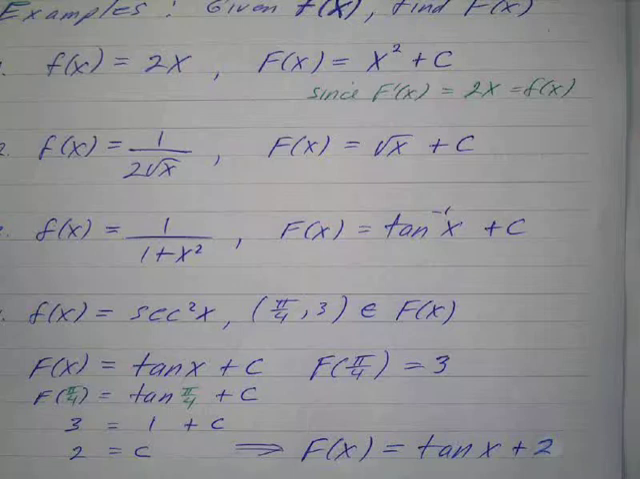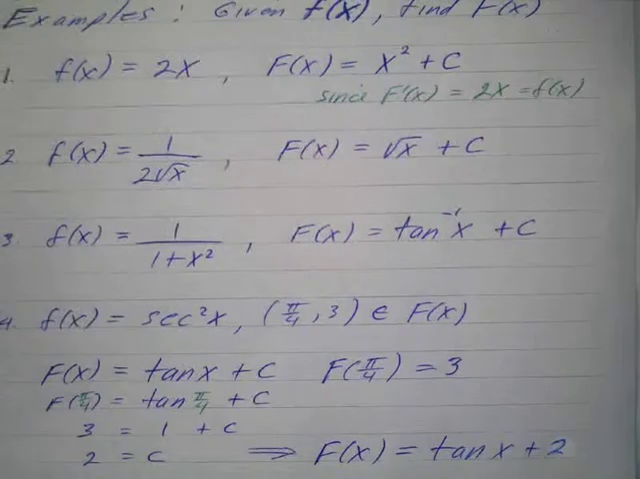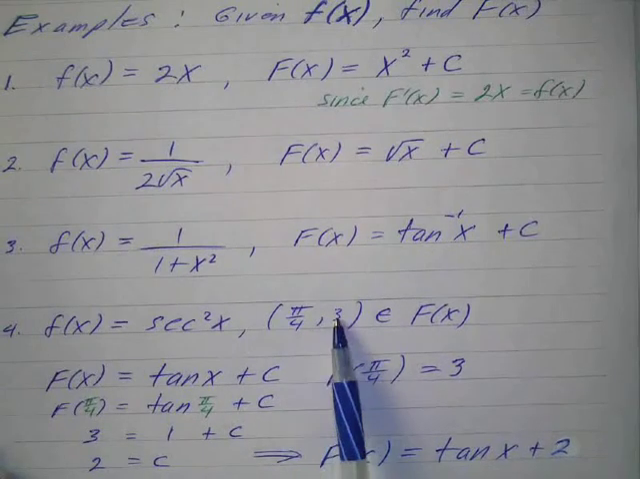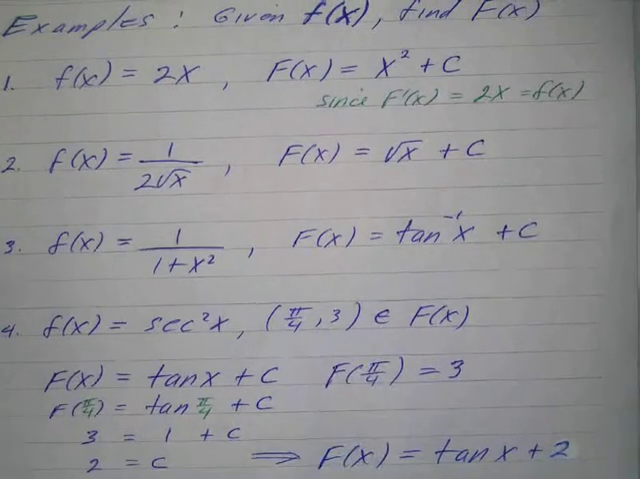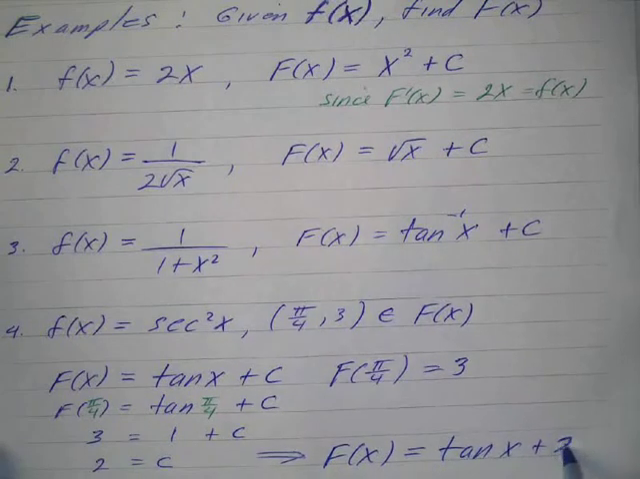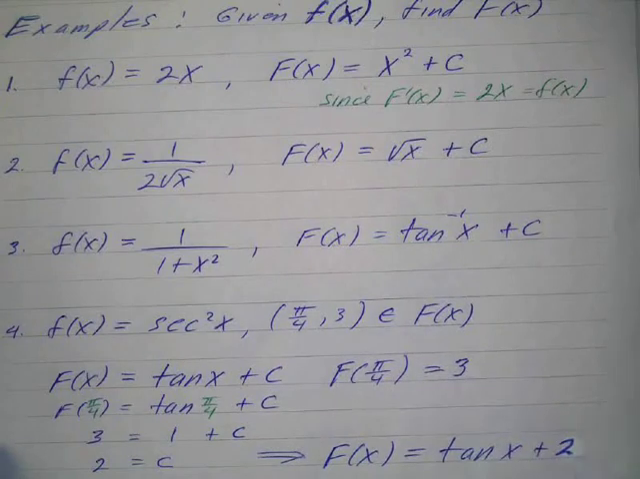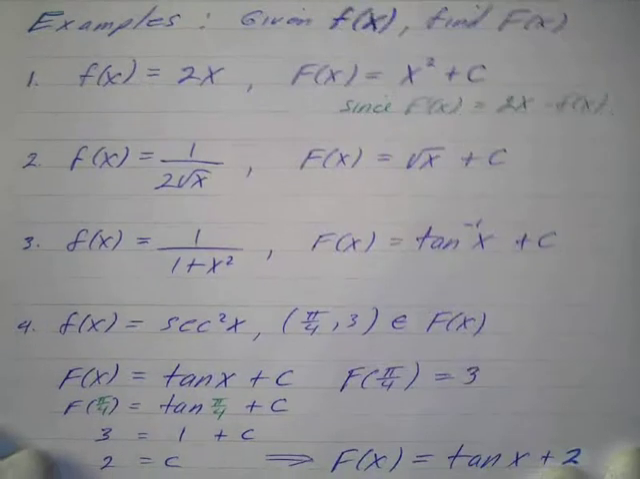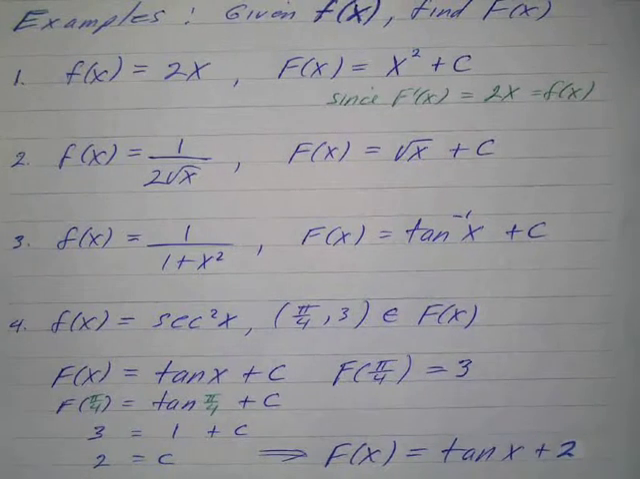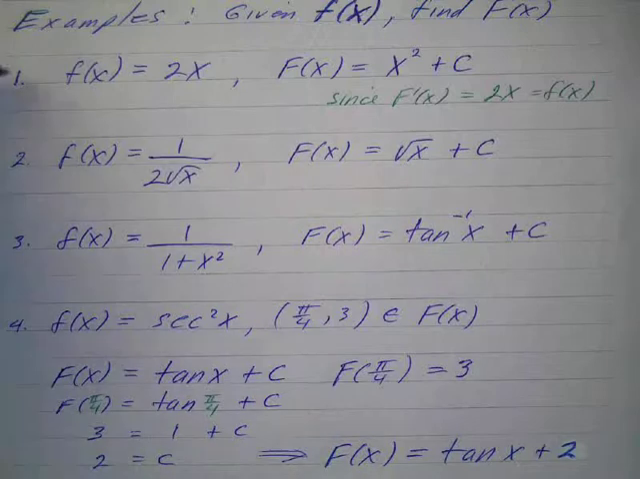Okay. So there you go. That's an example where we have what we call an initial condition. We have a point that's on the curve, so we can actually find out what the c is. Otherwise, it could be anything, so we just have to put c there. If I have a point on the curve, that will help me lock in what the c is. Okay? So there are some examples. And like I said, for the antiderivative worksheet, it's going to be pretty much like examples 1, 2, and 3 for problems numbers 1 through 24.